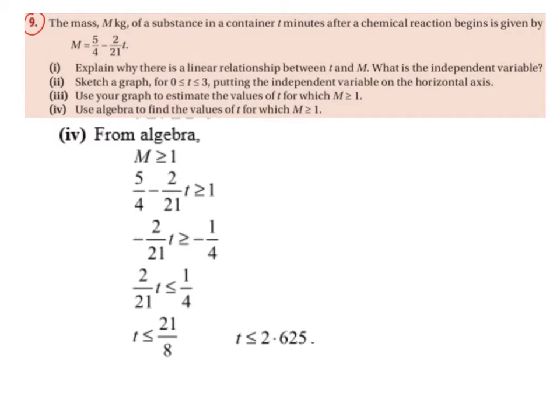Now, we want to get rid of the minus sign. So technically we're going to multiply across by minus 1. So minus 2 over 21t multiplied by minus 1 gives us 2 over 21t. We must flip our inequality sign the other way because we've multiplied by a negative number. If we multiply or divide by a negative number, we flip the sign. And then minus a quarter multiplied by minus 1 is plus a quarter. Alternatively, we could have divided both sides by minus 2 over 21, and we still would have had to flip the sign because we would have been dividing by a negative. So we have 2 over 21t is less than or equal to a quarter.